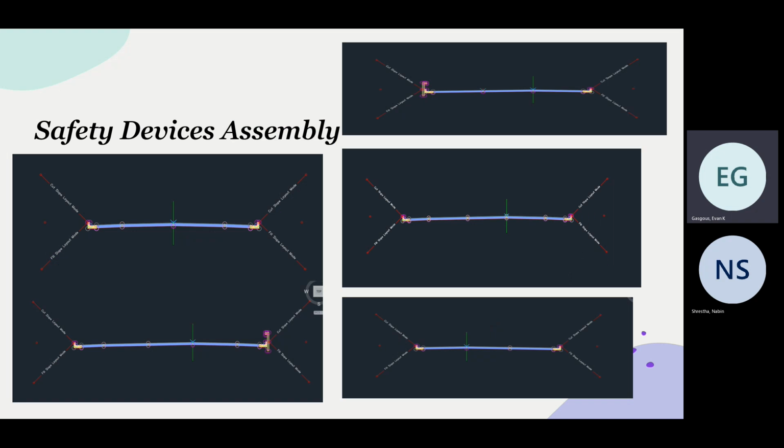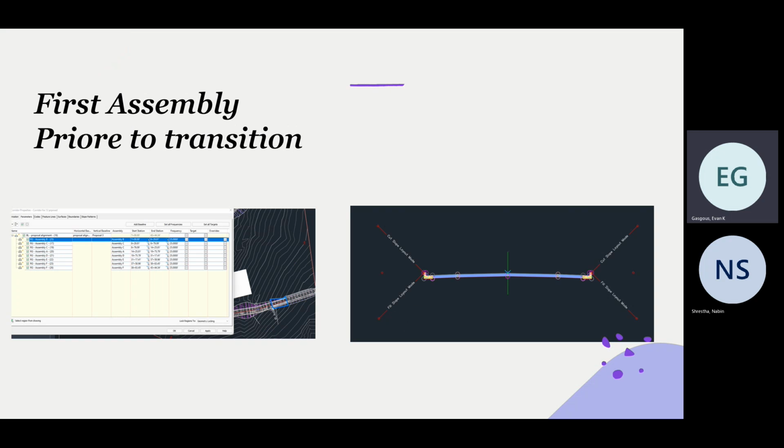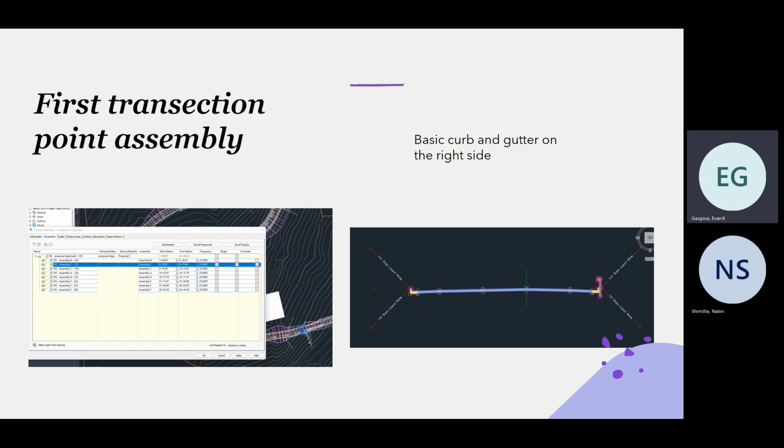And now moving on to the safety device assembly. You have 5 safety device assemblies. The first one is complying with road 12, which is 1 lane on each side with the shoulders. And the second one is the first transition.